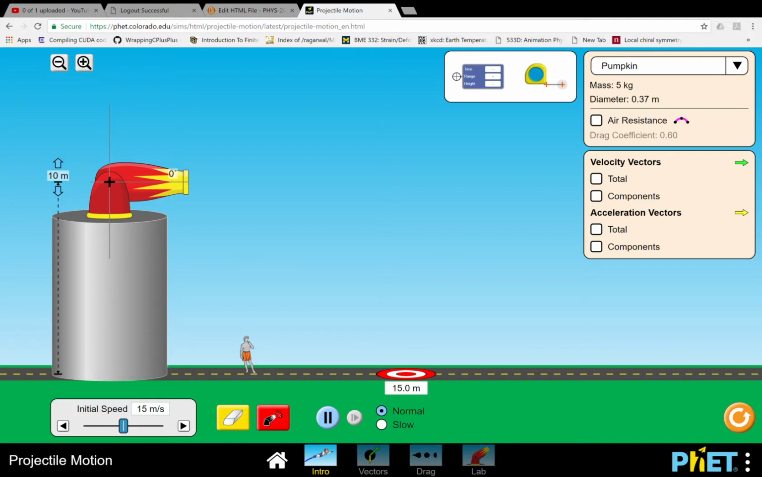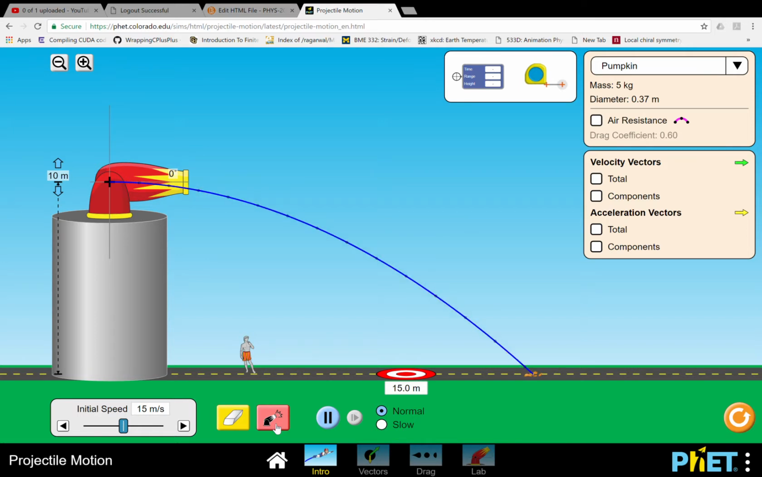So in this video, I'm going to be doing an introduction to projectile motion. For that purpose, I'm going to be using this simulation, which shows a cannon here, and this cannon shoots pumpkins. And so let's shoot one and see what happens.